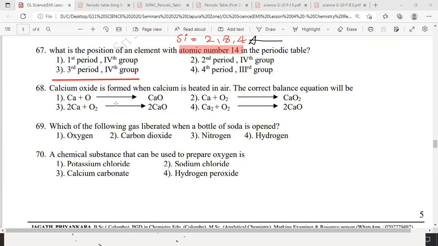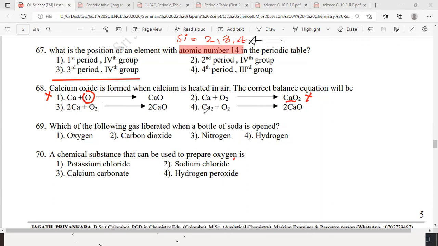Question number 68. The correct balanced equation when burning magnesium in air to form magnesium oxide. Remember, before balancing, you have to check whether the formula is wrong. Here, the first one is wrong because of this oxygen; it should be O2. The second one is wrong because of the calcium oxide formula. Balancing is fine there, but the formula is wrong. Before balancing, please check whether the given formula is correct.